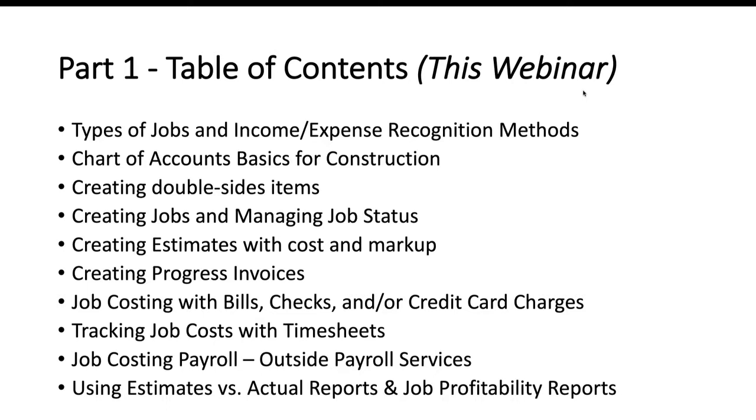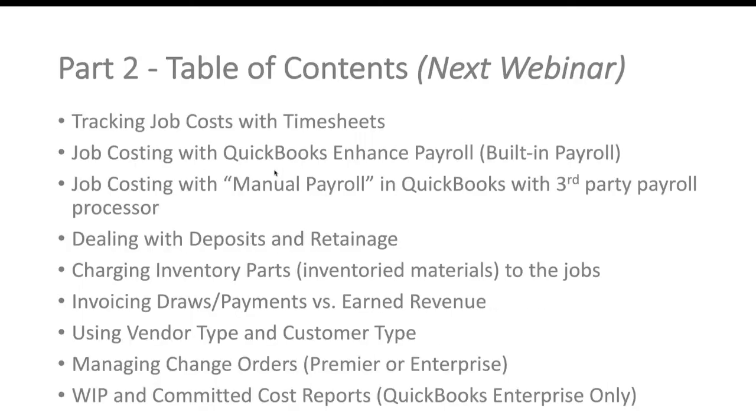Then we're going to talk about chart of accounts, double-sided items, which is a fundamental part of job costing. We're going to talk about creating jobs and managing job statuses. We're going to be covering doing job costing from outside payroll and not internal payroll on this webinar. We're going to leave part 2 for the internal payroll stuff. So we're going to talk about how to bring that information in through a journal entry or a $0 check, we usually call it. And then we'll talk about using estimates versus actual reports and job profitability reports.